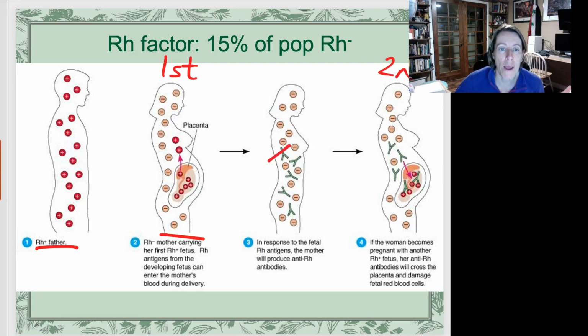And what RhoGAM does is it wipes out these antibodies in the mother. So it's kind of wiping out the memory of the immune system for the rhesus protein, so that the second pregnancy looks just like the first pregnancy all over again, where there's no remembering what red blood cells look like, so no attacking, no remembering what rhesus protein looks like. So it's kind of like resetting the mother's immune system to how it was in the first pregnancy.